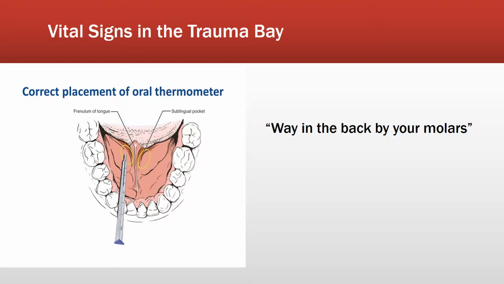The correct placement of the oral thermometer is under the tongue against the frenulum. The best way to instruct your patient on this is way in the back by your molars. You're then going to have them close their lips around the thermometer, wait for the thermometer to beep, and you have a temperature. Super simple.